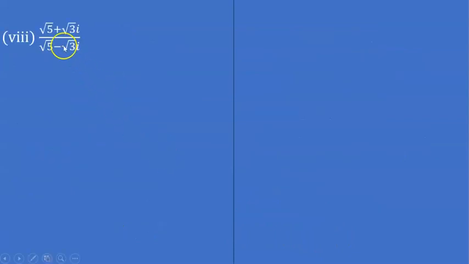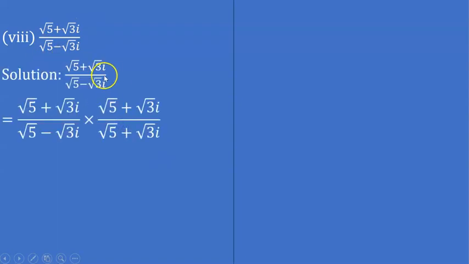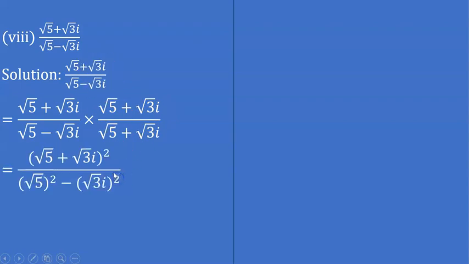Now next example, root 5 plus root 3i upon root 5 minus root 3i. Now here again we will multiply by the conjugate of this denominator, that is root 5 minus root 3i. Its conjugate is root 5 plus root 3i, multiplied to the numerator and the denominator of this complex number. Now here root 5 plus root 3i into root 5 plus root 3i, it will become root 5 plus root 3i bracket square. Next here a minus b into a plus b means a square minus b square, of that form, that is root 5 bracket square minus root 3i bracket square.